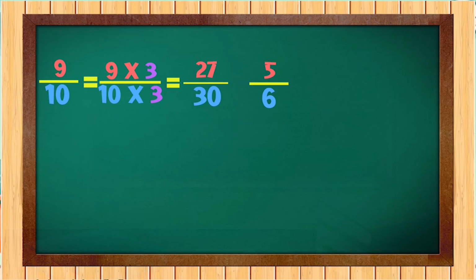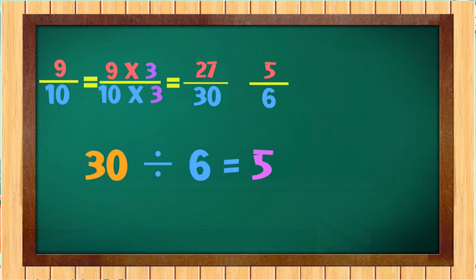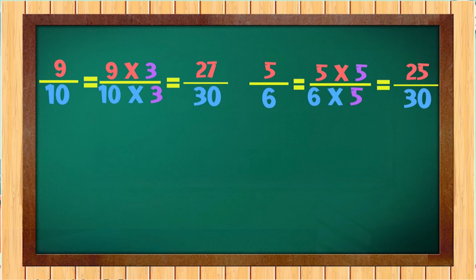We're going to divide the LCM by the denominator, which is 6. So 30 divided by 6 is equivalent to 5. Now we multiply 5 by the numerator and by the denominator. So 5 times 5 is 25 and 6 times 5 is 30. So 5/6 converted would equal 25/30.